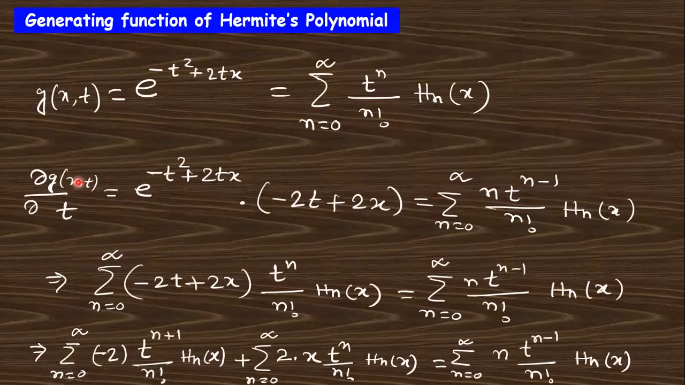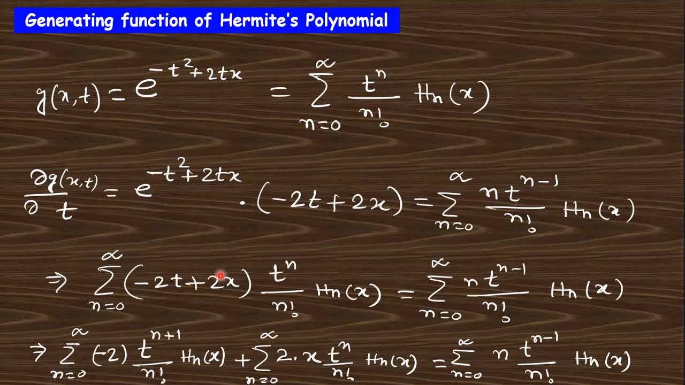Now, if you find out the generating function of the Hermite polynomial, by generating function we can express this polynomial, it will be helpful for us. So the generating function of this Hermite polynomial will be like that: e to the power minus t square plus 2xt equals the sum of t to the power n over n factorial times H_n(x).